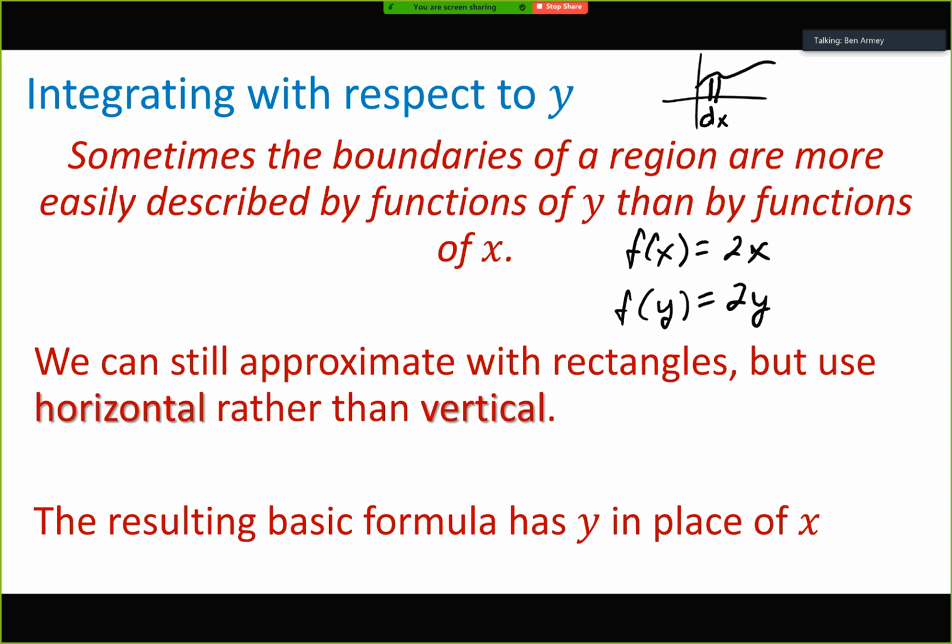The resulting basic formula has y in place of x. So now if we're integrating with respect to y, we've got to change up our equations a little bit. But this helps to eliminate subregions. Because on that last one, that 0 to 2, below the x-axis, we didn't want that triangle in there. That's why we had to do it in 2 separate subregions. Well, now if we change it up and think horizontally, we can play with it a little bit more.